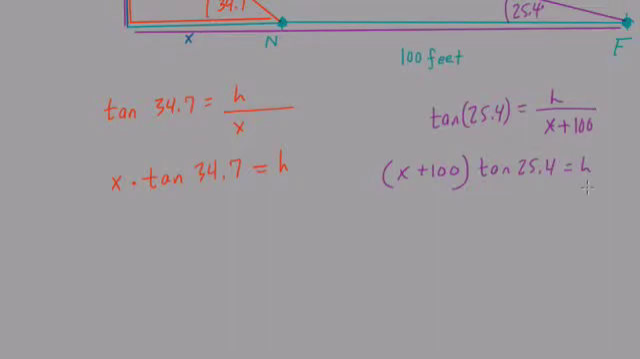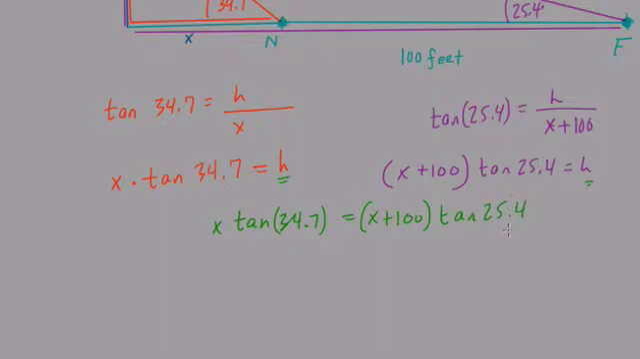Okay. So does this help us? Sure. h equals x plus 100 times the tangent of 25.4, and h also equals x times the tangent of 34.7. h equals itself, so we can combine these two equations. We have x times the tangent of 34.7 equals x plus 100 times the tangent of 25.4.